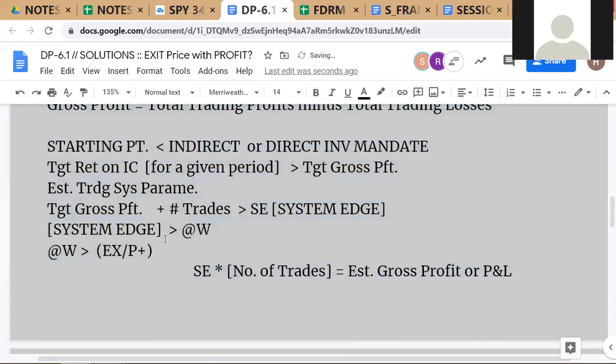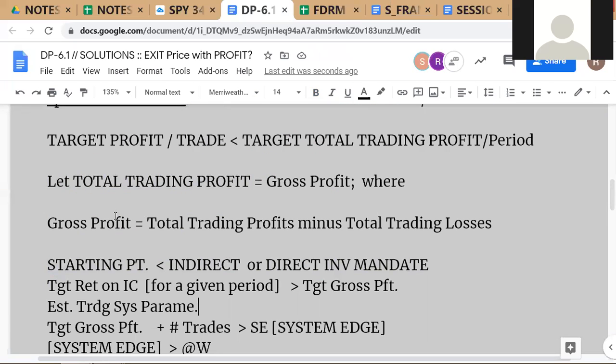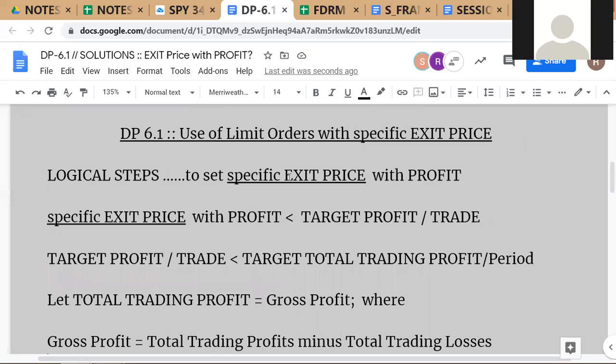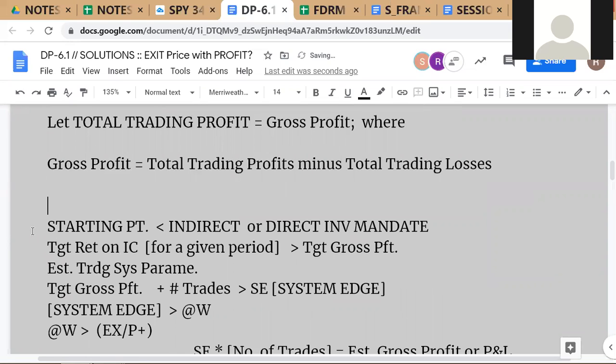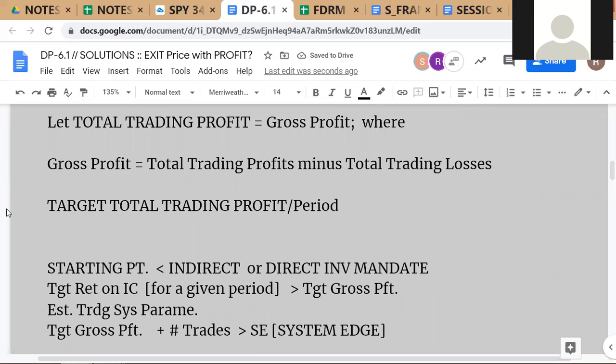So total trading profit is equal to gross profit, where gross profit is equal to total trading profits minus total trading losses. That is, adding up all your profitable trades minus the total loss number from all your losing trades. So that's gross profit. What we are saying is that the specific exit price is a function of this, which is a function of total trading profit per period. Now, where will we get this target total trading profit per period? This will affect, right? Let's write it this way now. This comes from, again, the same kind of terminology which we have used before.